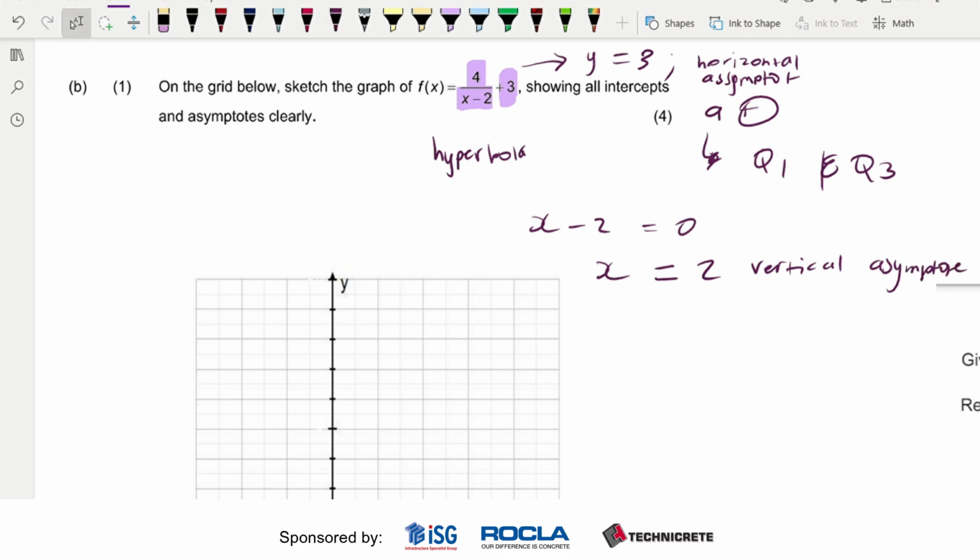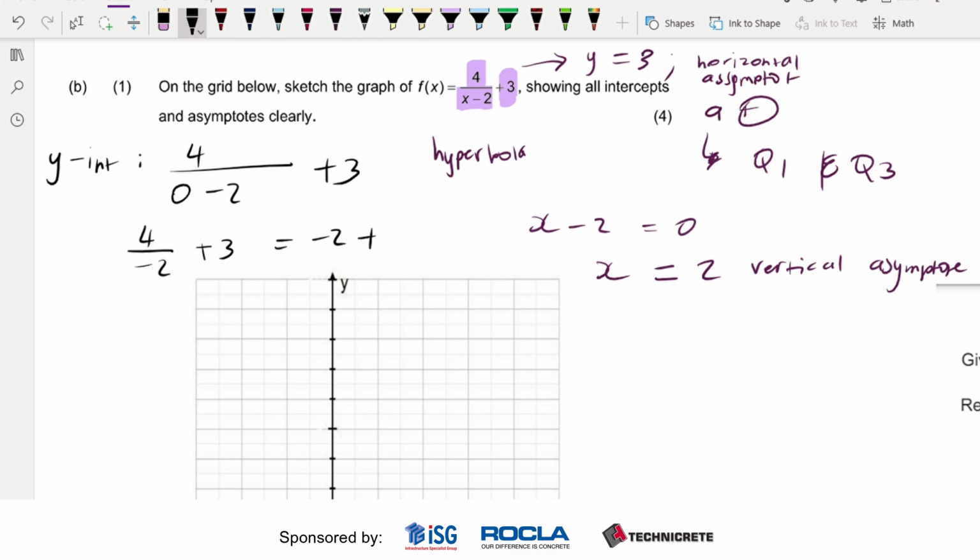And then we can find our y-intercept and our x-intercept. So let's start off with our y-intercept. We know for our y-intercept, we'd have to make x equal to 0. So this would be 4 over 0 minus 2, plus 3. This would be 4 over minus 2, plus 3. And that would be negative 2 plus 3, which is equal to 1. So our y-intercept is (0, 1). So let's make this (0, 1). It's going to be our y-intercept.